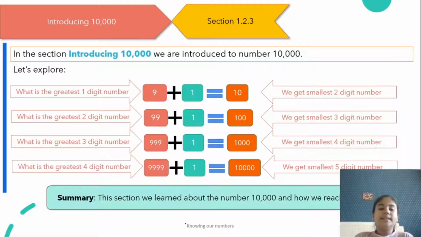Summary. In this section we learned about 10,000 and how we reached there. We had the greatest one-digit number, we made it to the smallest two-digit number. We had the greatest two-digit number, we made it to the smallest three-digit number, and so on.